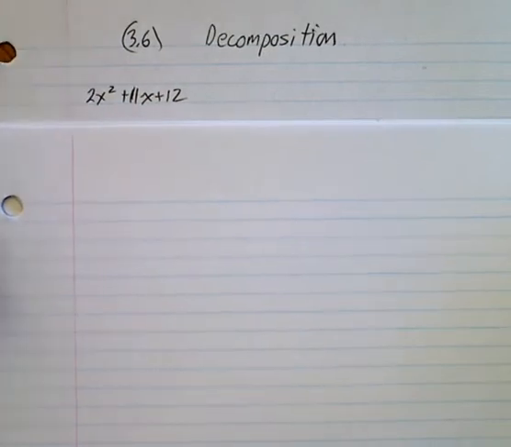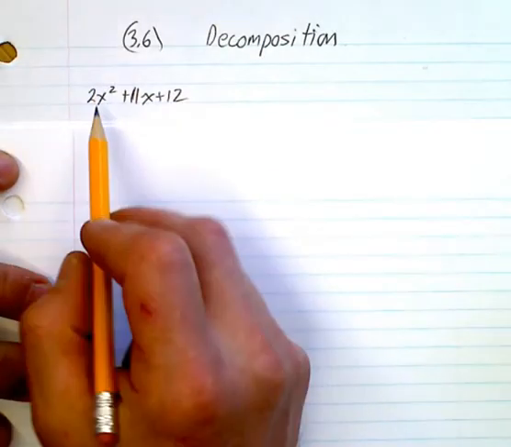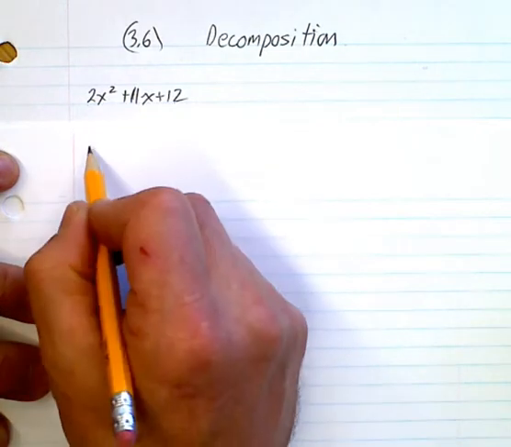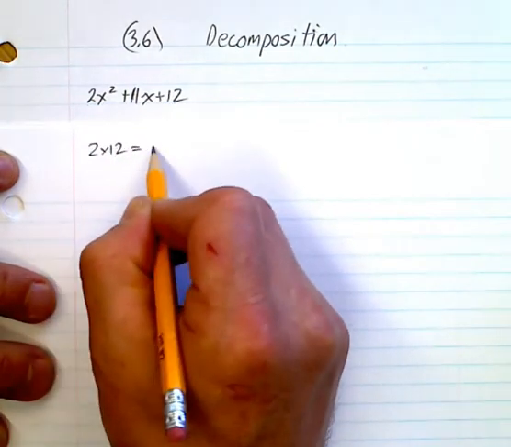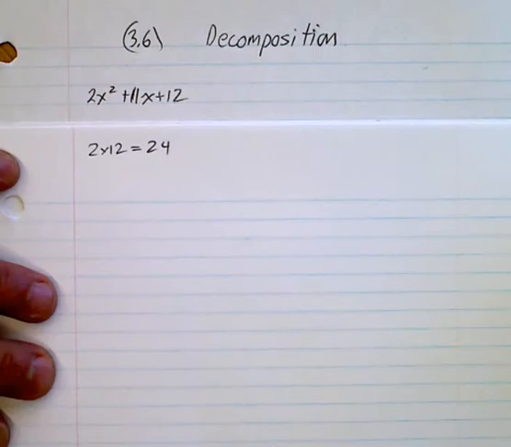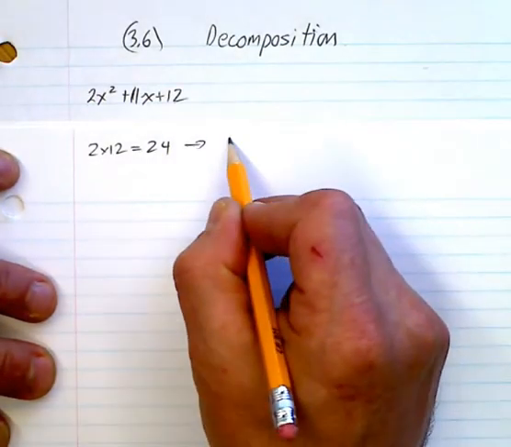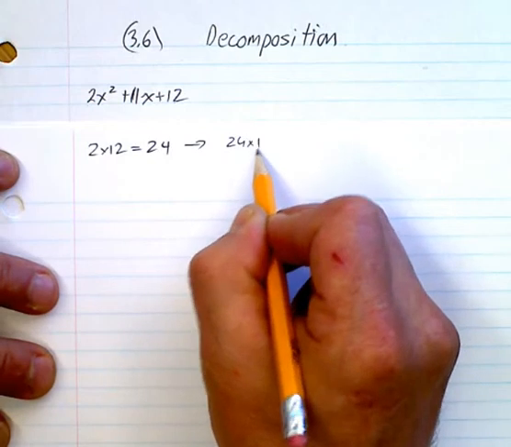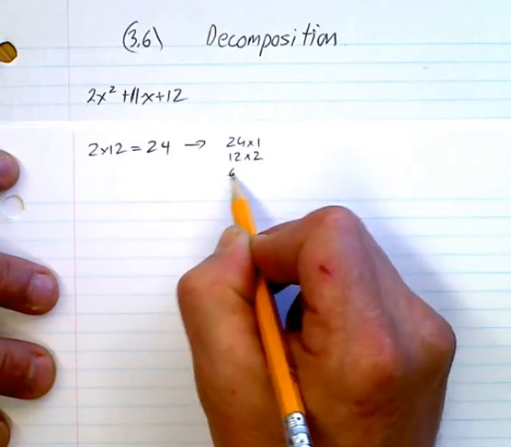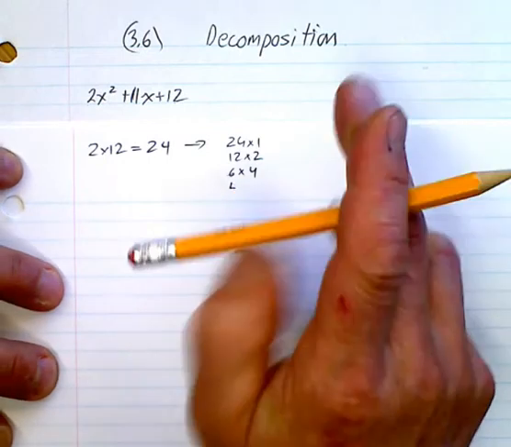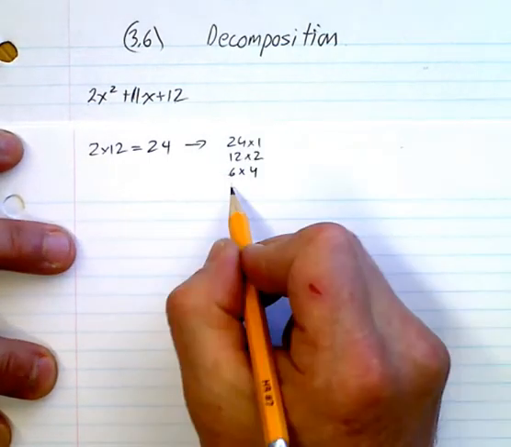The first thing you do, since the first number and the last number are important ones, is take those and multiply them together. In this case, you get 24. Now you're looking for two numbers that multiply to give you 24. So we look at 24 times 1, or 12 times 2, or 6 times 4, or what else is there? There's 8 times 3. That's another one.